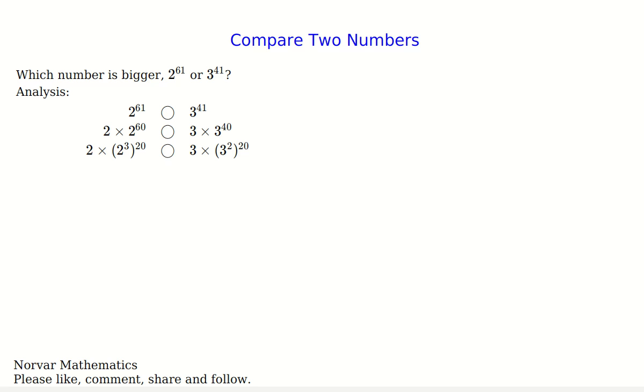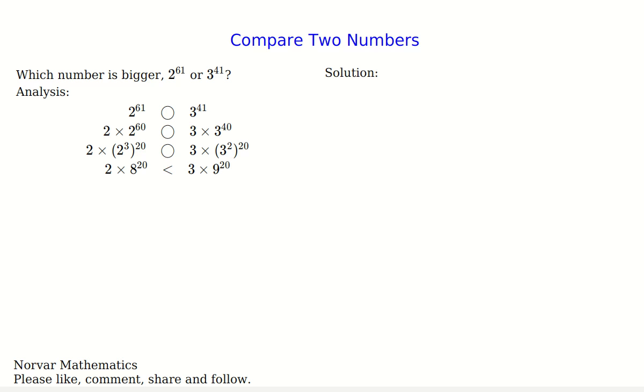So we have 2 times 2 to the 3rd to the 20th power, and 3 times 3 squared to the 20th power. So in this way, we make the exponent the same. Therefore, the left side becomes 2 times 8 to the 20th power, and the right side becomes 3 times 9 to the 20th power. At this time, we can find that 2 is smaller than 3, and the 20th power of 8 is smaller than the 20th power of 9. So, both factors are smaller. Hence, the left side must be smaller.